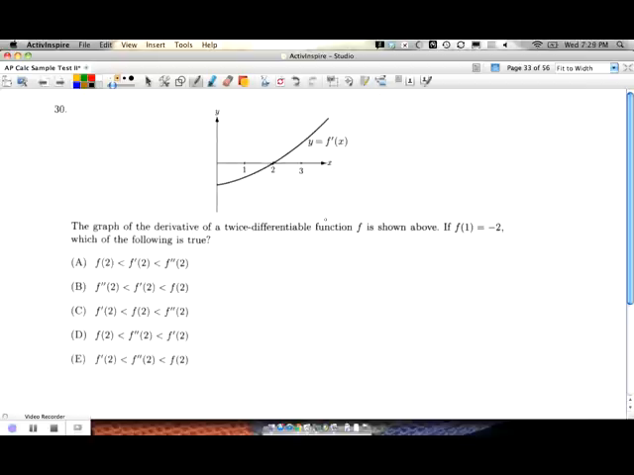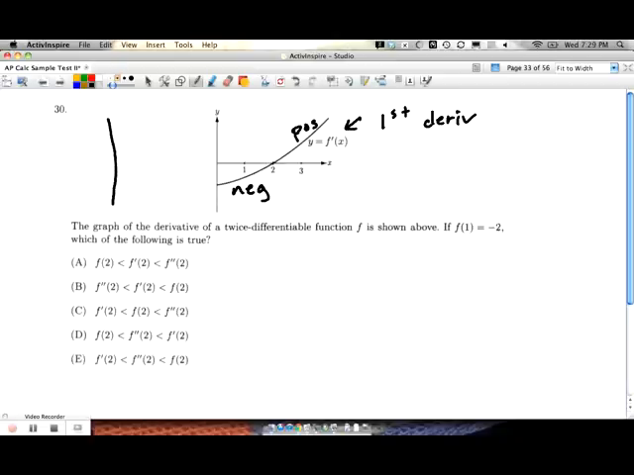So this is a graph of a derivative. It's twice differentiable. It says f of 1 equals negative 2. Which of the following is true? So right here, this is telling me that y equals f prime of x. This is a first derivative. Okay, and notice that it's negative down here, and then it's positive up here.